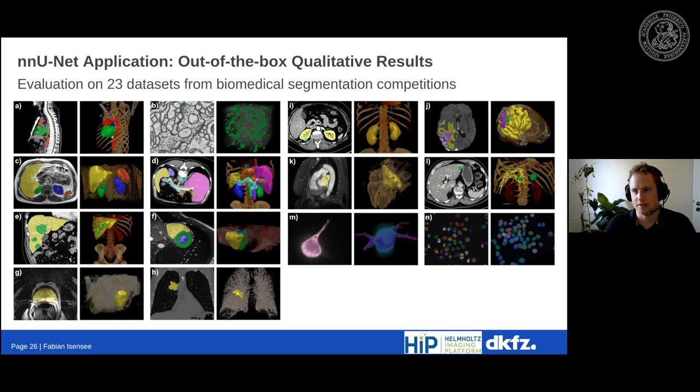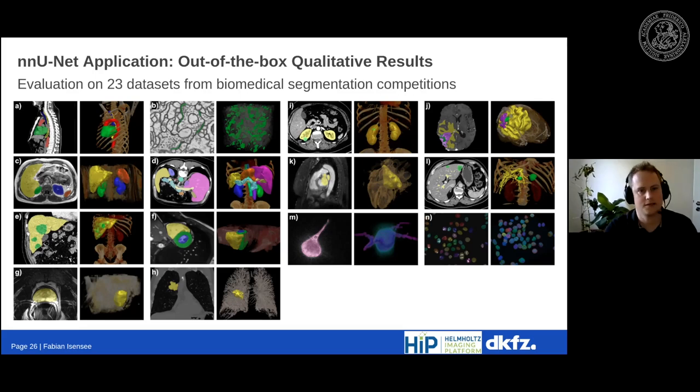But for the medical segmentation decathlon datasets, those 10, of course, we don't have access to the test segmentations. We had to submit to the leaderboard just as anybody else. So even though we developed nnU-Net for it, the test set results are still something that can be taken seriously.